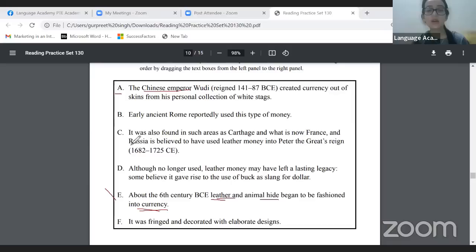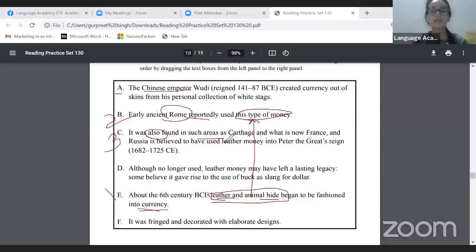And the second one, early ancient Rome reportedly used this type of currency, this type of money. Which type of? This type of leather and animal hide. So that was a direct reference, this type of money. Now in this sentence, you said Rome. Rome is what? A place. And that is why C should be the third one, because they said it was also found in areas. Means you are talking about more places. So also always comes with the next example. You said it is found in Rome. It is also found here. So that is the also is always a very, very important word, because it gives you one mark for sure, because you match two similar sentences.